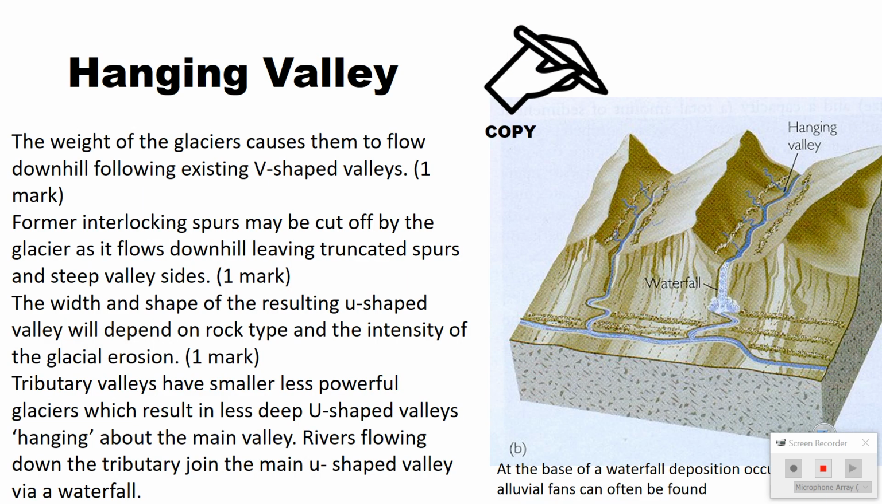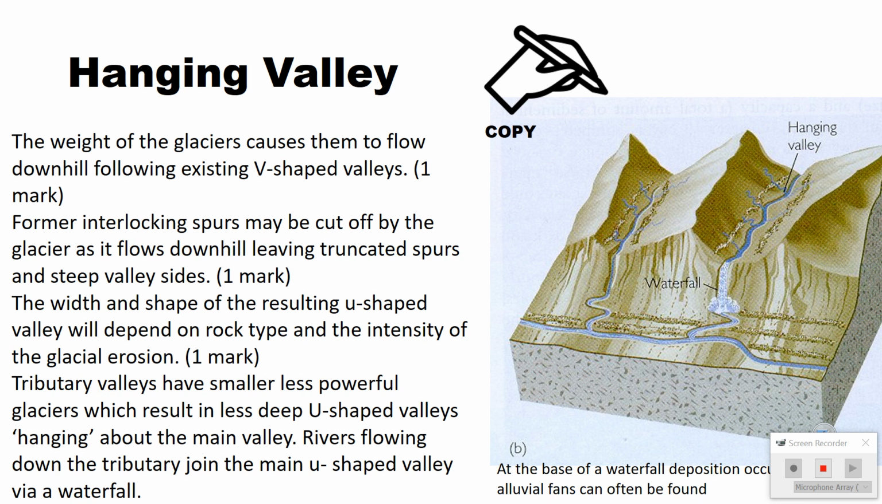Okay, your hanging valley. I guess there's some extra points you can make to expand on a U-shaped valley. So extra things you can talk about are the weight of the glaciers causes them to flow downhill following existing V-shaped valleys. So it forms in the same way as a U-shaped valley, but the difference is because these are smaller glaciers, they don't cut down as much as the main valley glacier. So former interlocking spurs may be cut off by the glacier as it flows downhill, leaving truncated spurs and steep valley sides. You've made that point in the U-shaped valley explanation already, or you should have done.